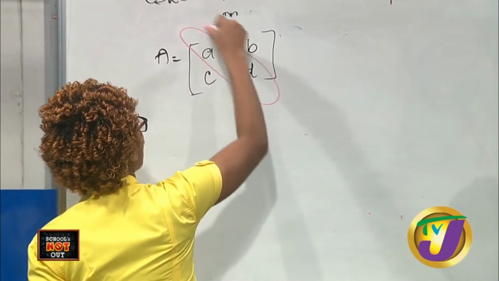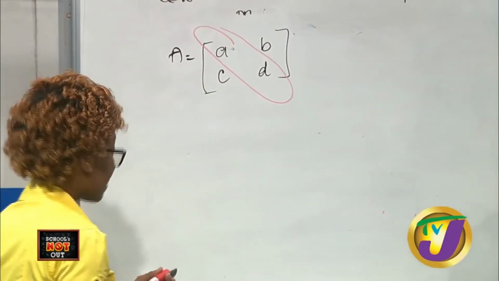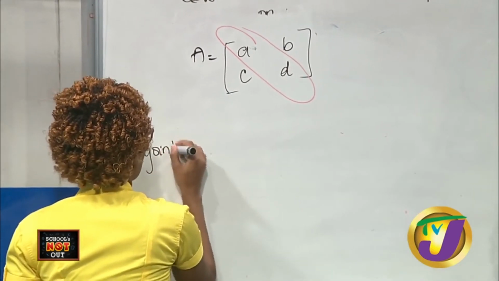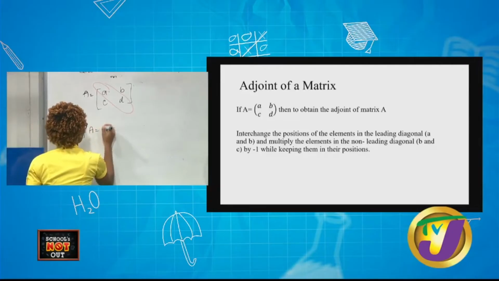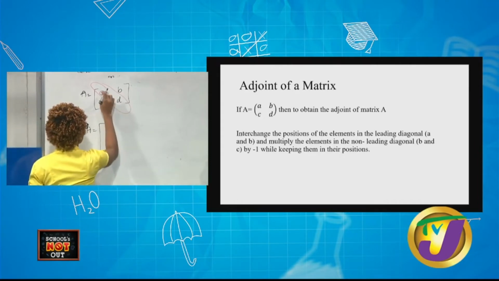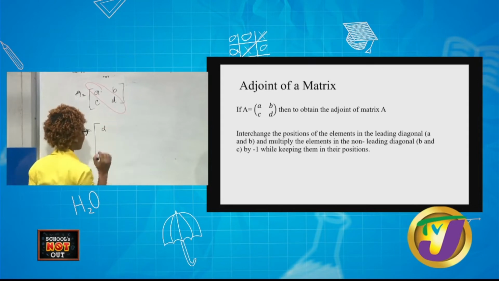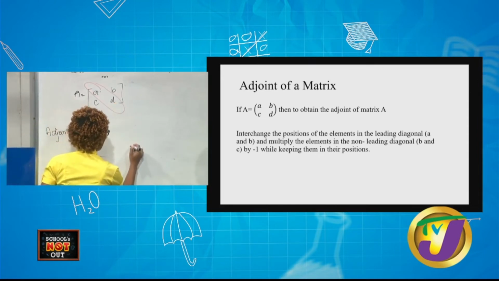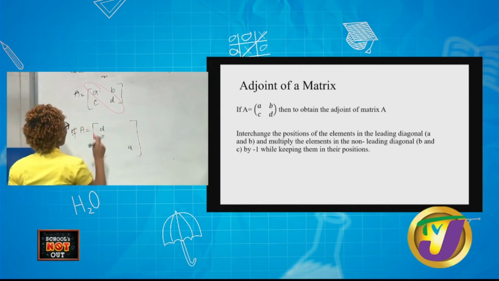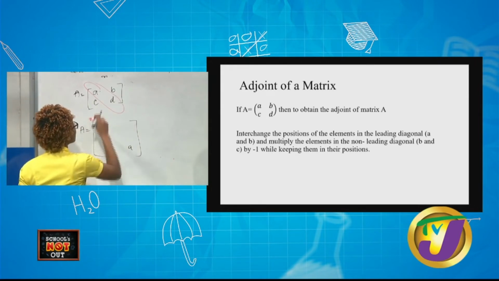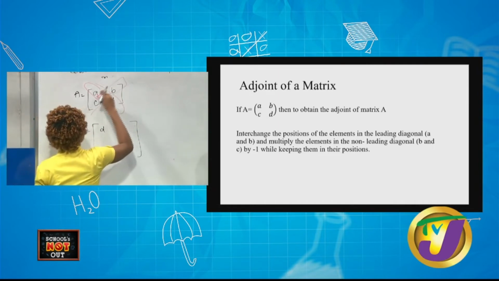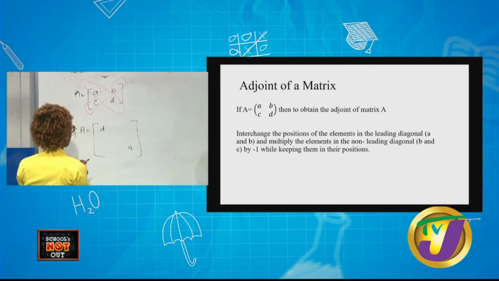Oh, so we're going back now to the leading diagonal. So the elements in the leading diagonal now. So we're now going to have the adjoint of matrix A. So the first ones we're writing, we're going to interchange our position. So where my A is now, I will have D. And where my D is now, I will have A. And then what next do we do? And the next thing is we're going to multiply the elements on our non-leading diagonal by -1. Oh, so these elements now will be multiplied by -1.